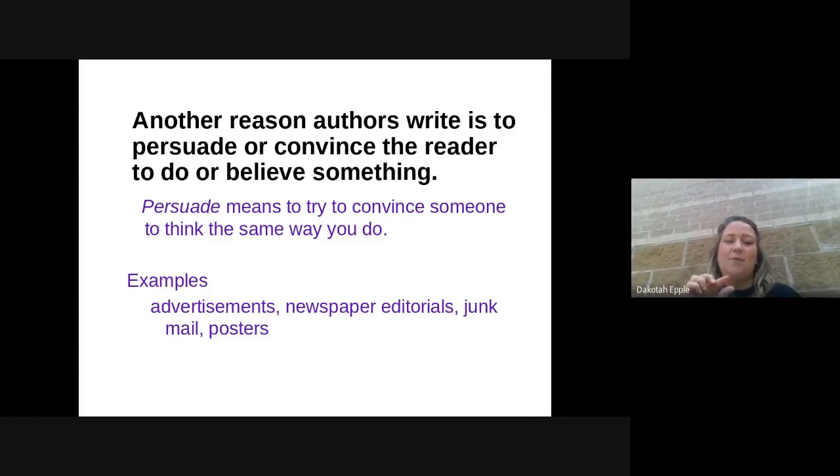This one can be a little bit tricky, but during this lesson, you're going to continue to learn about how authors persuade you through their writing. And you're going to do a great job, even though it might be just a little bit tricky.